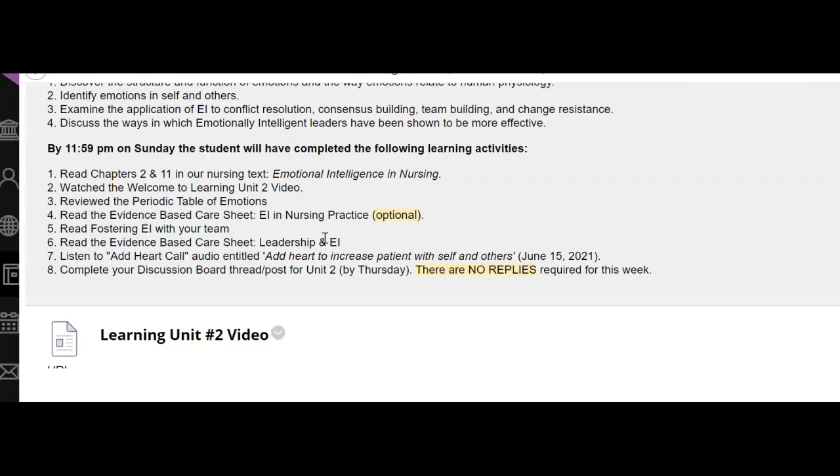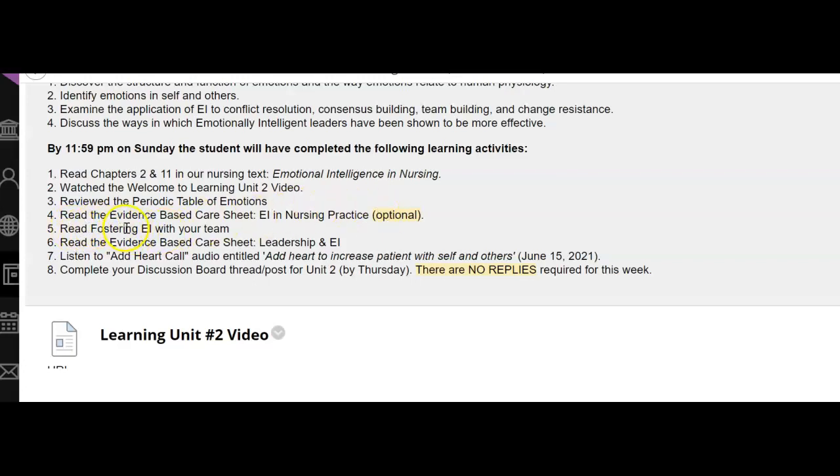So you're going to read chapters 2 and 11 in your nursing text. You're watching this video. You're going to review a periodic table of emotions. There's going to be 2 care sheets, the evidence-based care sheets. One is EI in nursing practice. The other is leadership and emotional intelligence. The one I put down is optional. I'm trying to keep the load, the reading and the learning assignments lower for these learning units, because I do know that you're continuing to work on your practicum modules and your clinical hours.